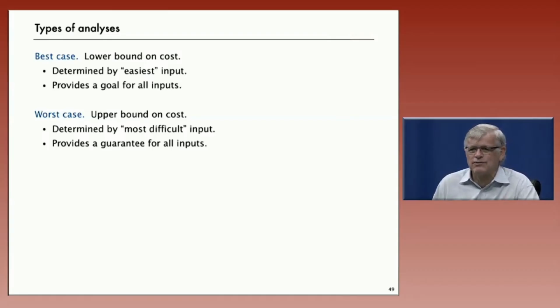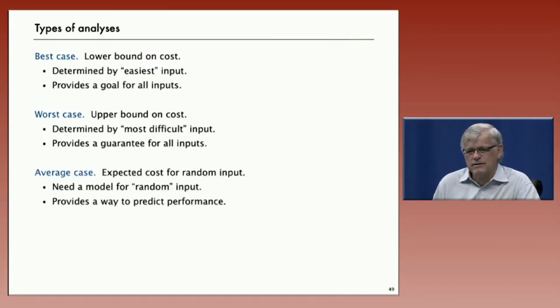And then there's the worst case, which is the most difficult input. If we analyze that, then we can guarantee that the running time of the algorithm's not going to be bigger than that. And then in a lot of situations, we might consider our input to be random. Well, we need some way to model what we mean by random for the problem that we're solving. But there's a lot of situations where we can do that, and then we have a way to predict performance, even when the input might vary widely.